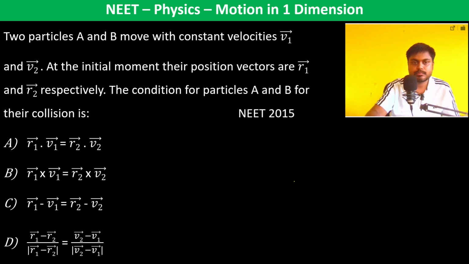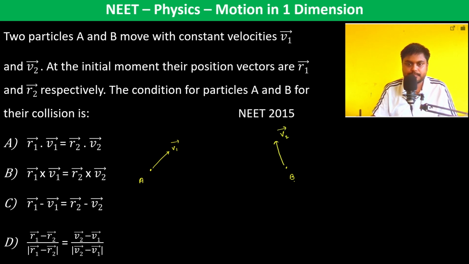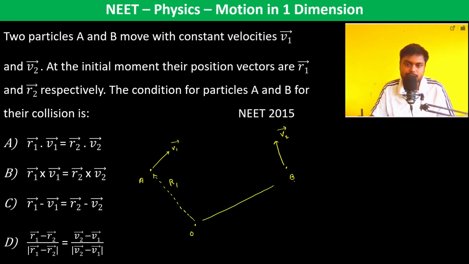Thank you. Two particles A and B move with constant velocities v1 and v2. So this is particle A, which is having a velocity v1 vector, and this is particle B, which is having a velocity, let us say, v2 vector. At the initial moment their position vectors are r1 and r2. So let us say this is the origin. This is r1 vector, and this is r2 vector.